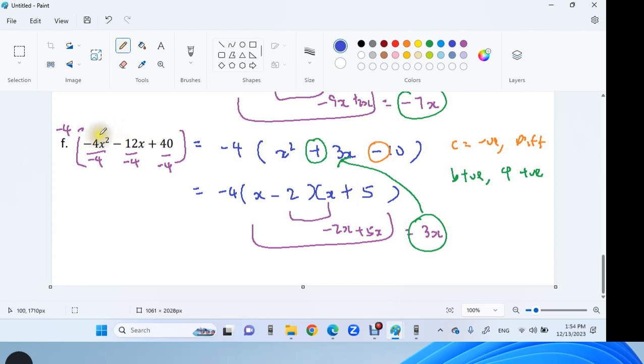Otherwise, we have the 1 times 4, 1 times 2, 2, and then 1 times 40, 2 times 20, 4 times 10, 5 times 8. So we have a lot of combinations here. But after we factorize negative 4, 10 is 1 times 10, 2 times 5. Oh, so 2, 5, very easy.